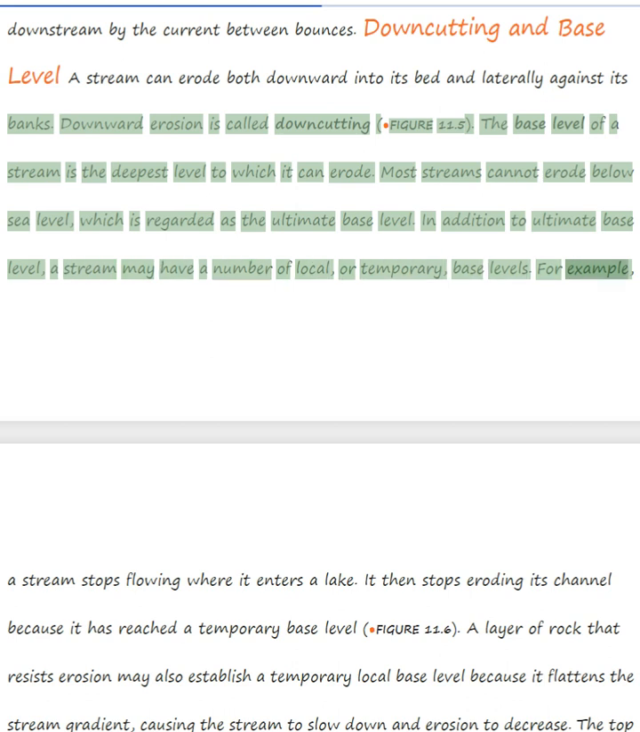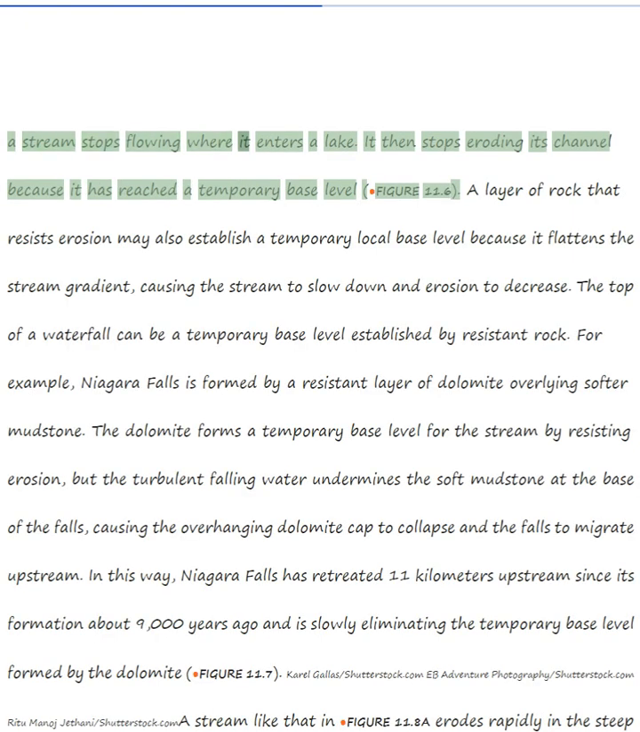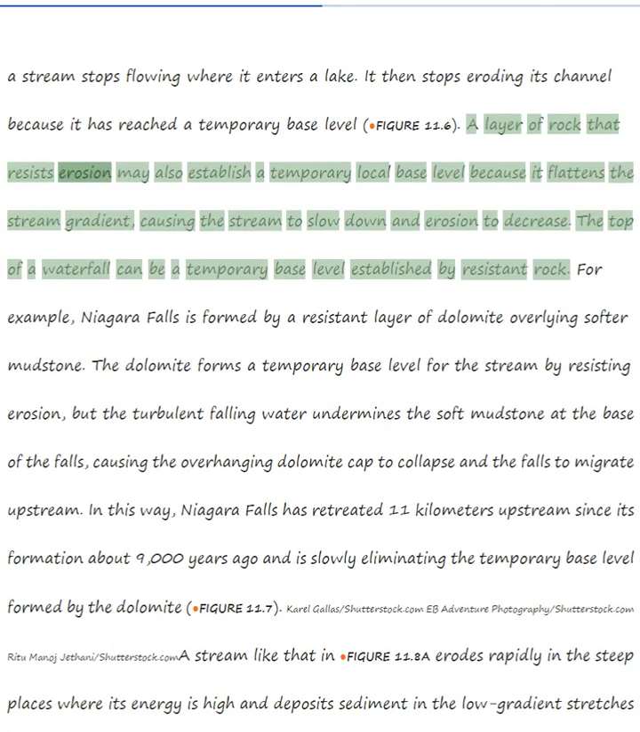For example, a stream stops flowing where it enters a lake. It then stops eroding its channel because it has reached a temporary base level. A layer of rock that resists erosion may also establish a temporary local base level because it flattens the stream gradient, causing the stream to slow down and erosion to decrease. The top of a waterfall can be a temporary base level established by resistant rock.